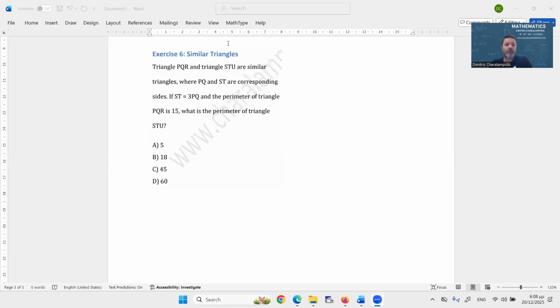Exercise 6. Triangle PQR and triangle STU are similar triangles. So let's draw two triangles that theoretically are similar. For now, which is bigger than the other makes absolutely no difference. So we have PQR, which is similar to STU. So it's going to be S, T, and U.